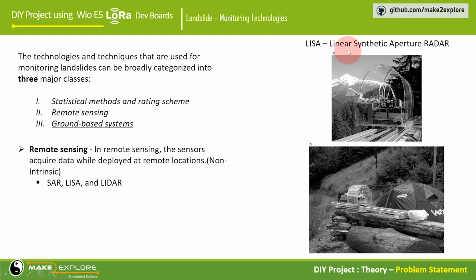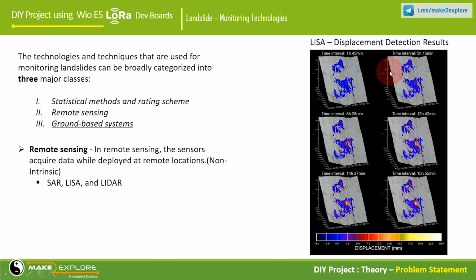LISA stands for Linear SAR, Linear Synthetic Aperture Radar. LISA is a ground-based system. LISA gets images of the area from the ground, minimizing the weathering effect in getting quality imagery.